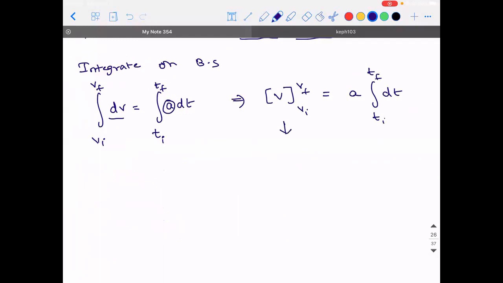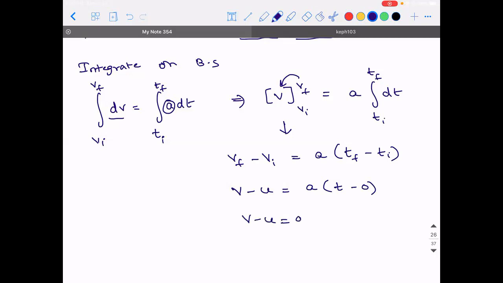So what does this step tell? You'll substitute the upper limit minus the lower limit: V final minus V initial is equal to A into T final minus T initial. V final is V, V initial is U, and A into T final is T minus T initial is 0. So V minus U is equal to AT, which implies V is equal to U plus AT.